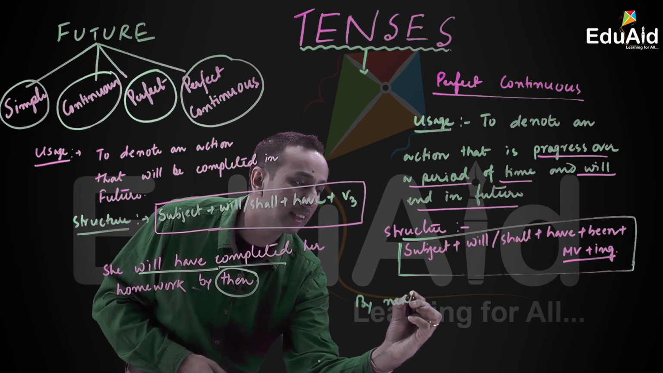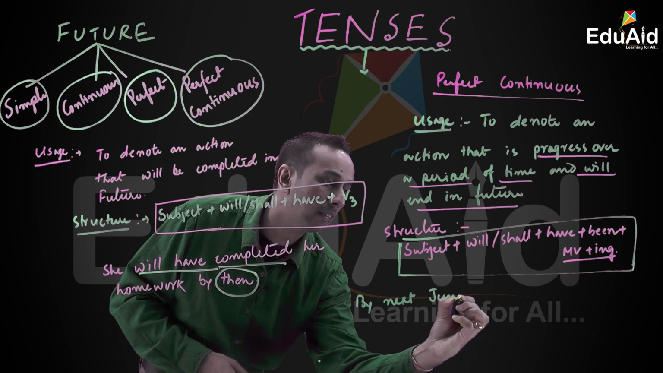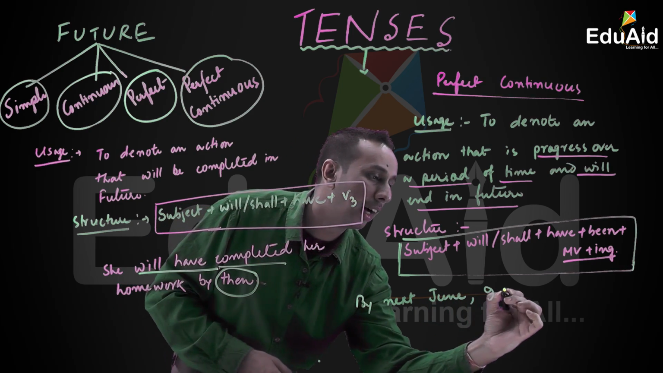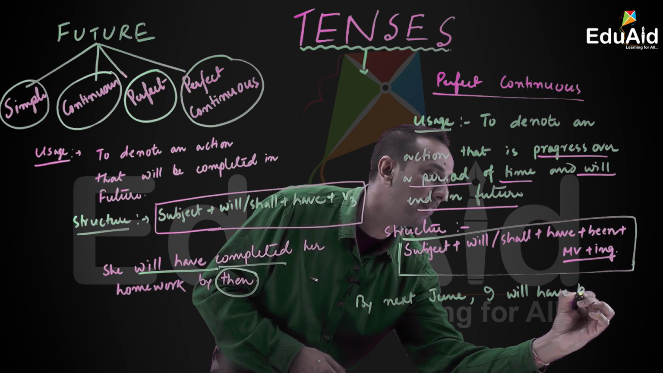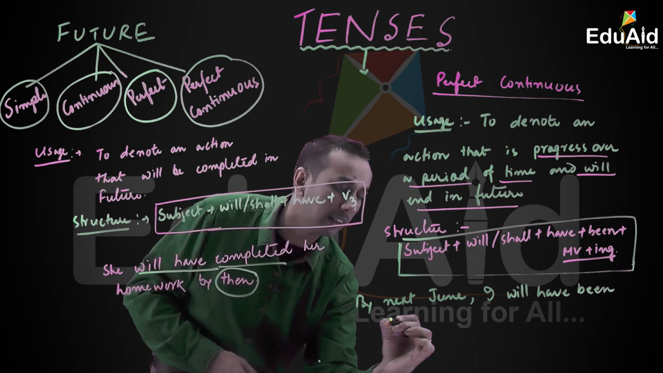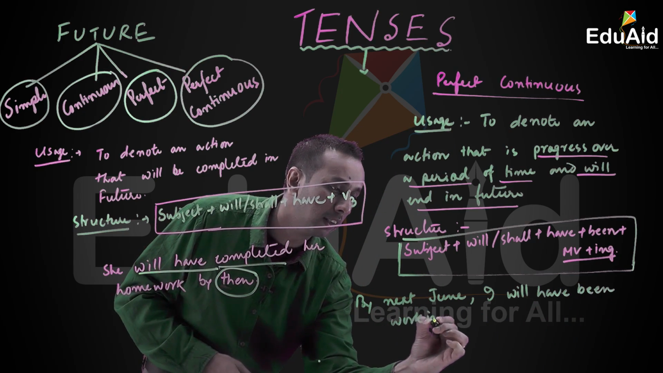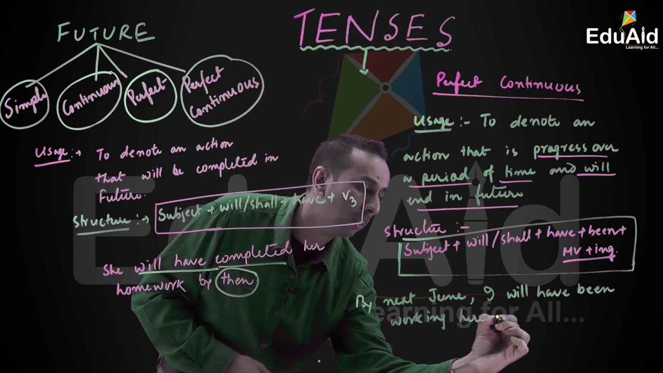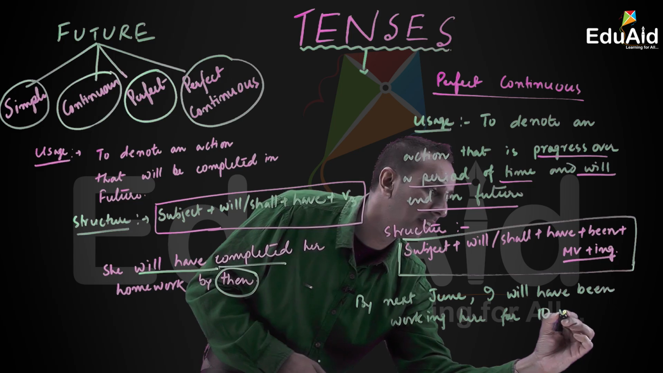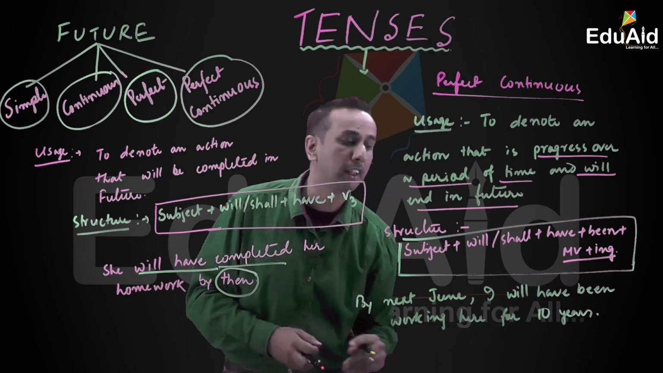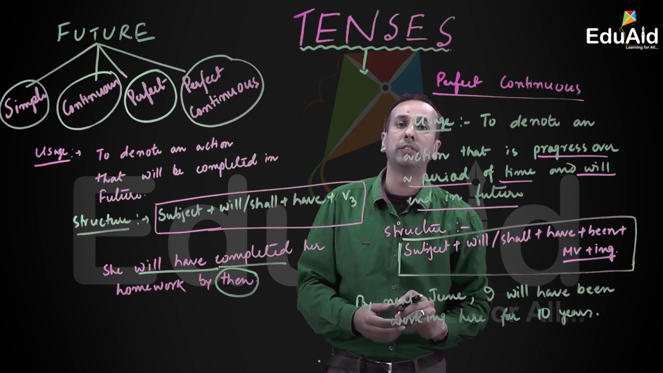By next June, I will have been working here for 10 years. By next June, I will have been working here for 10 years.